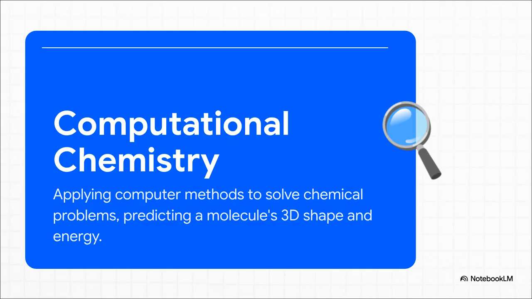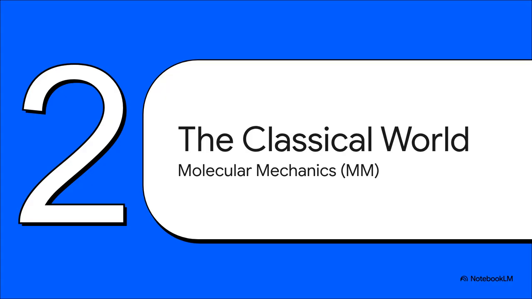And to get this done, chemists have two totally different ways of thinking about it. Let's start with our first approach. It's a method called molecular mechanics, or MM for short. Think of this as the fast, no-nonsense workhorse of the field. And it's built on a kind of physics that's probably going to feel pretty familiar.